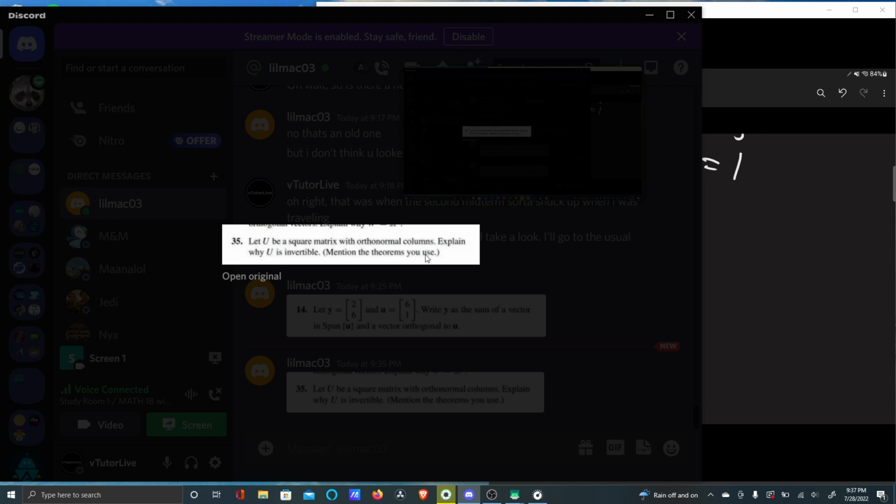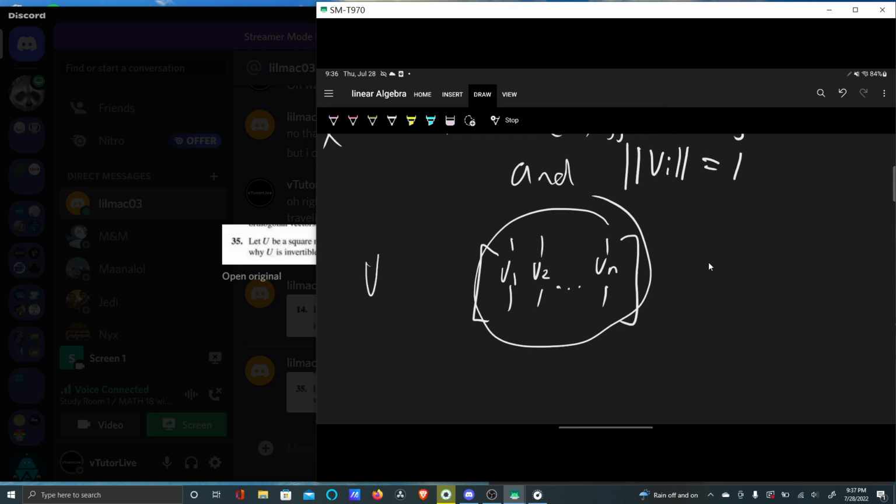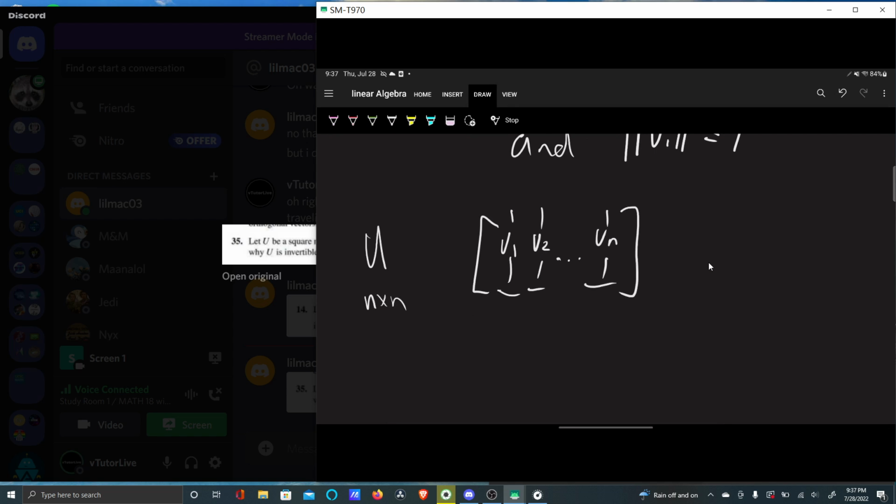So when you have a square matrix U, so that it's n by n, and all these columns are orthonormal, let me think. I'm not exactly sure which set of theorems is the fastest way to prove this, but intuitively, if it's orthonormal, that means there's some linear independence going on.